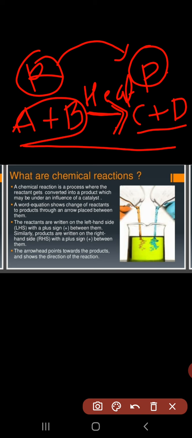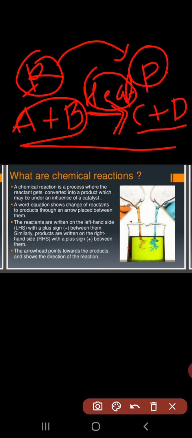Now, what is a chemical reaction? A chemical reaction is the process where the reactant gets converted into the product with the influence of a catalyst, with the help of heat. It is a very simple definition. The reactant gets converted into the product with the help of a catalyst, and that is a chemical reaction.